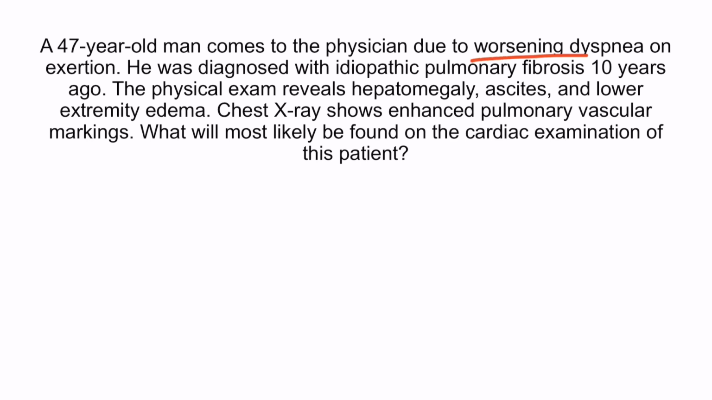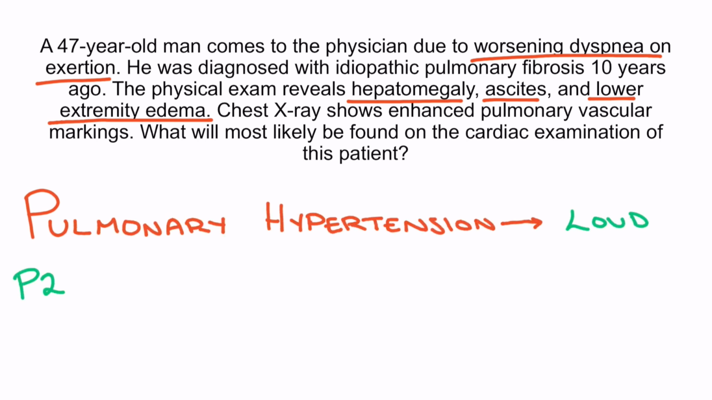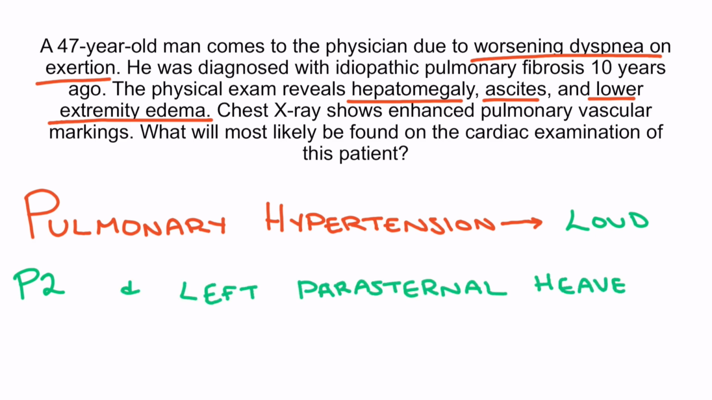This patient has worsening dyspnea on exertion, hepatomegaly, ascites, and lower extremity edema. All these findings suggest right-sided heart failure. Considering that he has had idiopathic pulmonary fibrosis for 10 years, he likely has pulmonary hypertension secondary to pulmonary fibrosis. Cardiac examination in patients with pulmonary hypertension will typically reveal a loud P2 component of the S2 heart sound and left parasternal heave due to concentric right ventricular hypertrophy.